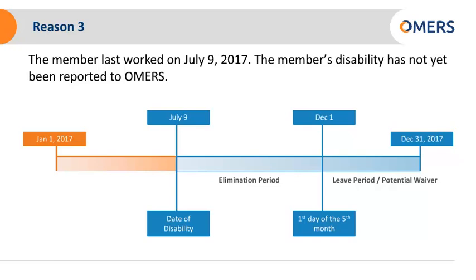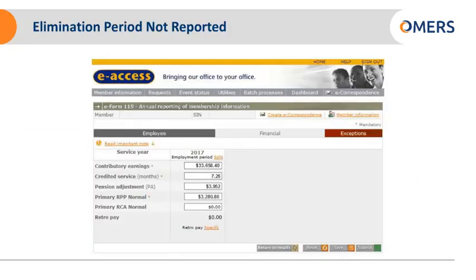In this example, the member last worked on July 9, 2017, but the member's disability has not yet been reported to OMERS. This one looks a little scarier than the others, and often employers leave disabilities until last, as they can be complicated. Please avoid doing this, as delaying the reporting of a disability can cause errors such as this during the eForm 119 process.